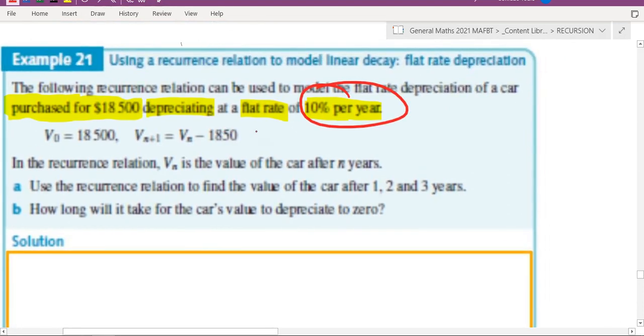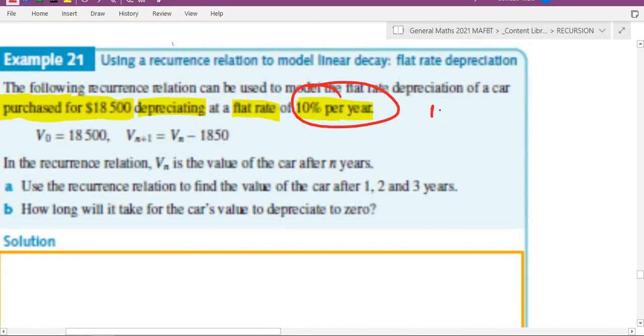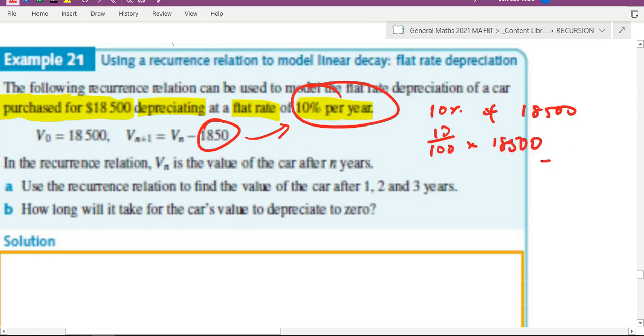Actually, let me just show you guys quickly how you work out the percentage of that again. So it's going to be 10% of 18,500. So how did they get this? It's going to be 10% of 18,500. Yeah, so 10 over 100 times 18,500, which equals 1850. So that's how they got that. Remember, it's depreciating, so it's going down.